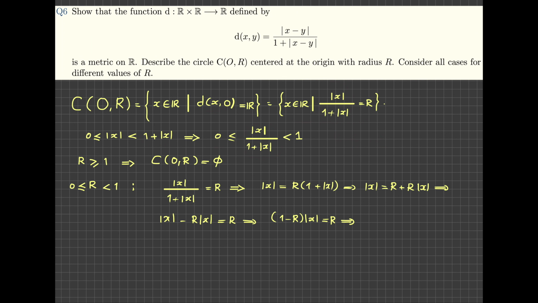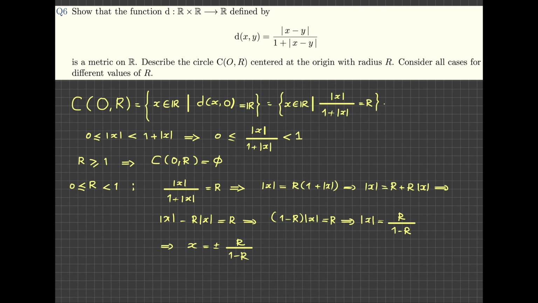So what happens is that the absolute value of x becomes R over 1 minus R, and I am on the safe side to divide by 1 minus R, because R is strictly less than 1, so 1 minus R is not 0. Okay, and then if I am looking for x, x becomes plus or minus R over 1 minus R. By the way, this expression is non-negative. Why? Because R is non-negative, 1 minus R is positive, so this is non-negative.